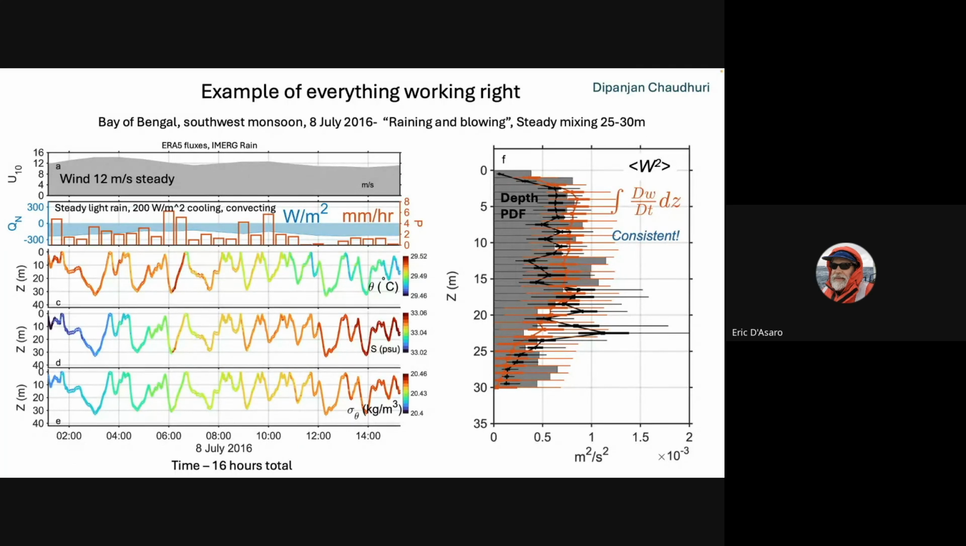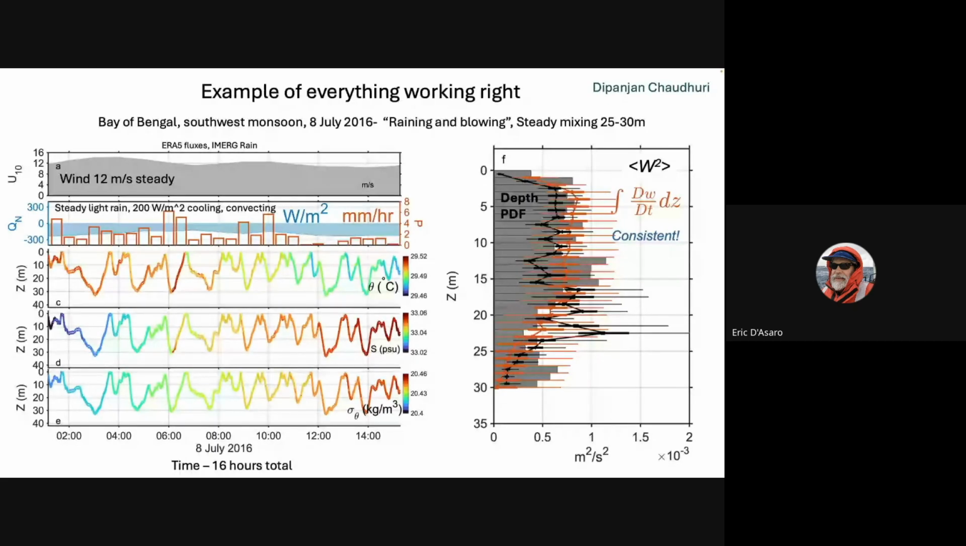It goes down to about 30 meters, and it's always going to 30 meters over almost a whole day. The gray is the PDF of depth, pretty uniform, not as good as you can get, down to about 20 meters, and then down below 20 meters, sometimes they're there and sometimes they're not. Okay, that's what it should be.